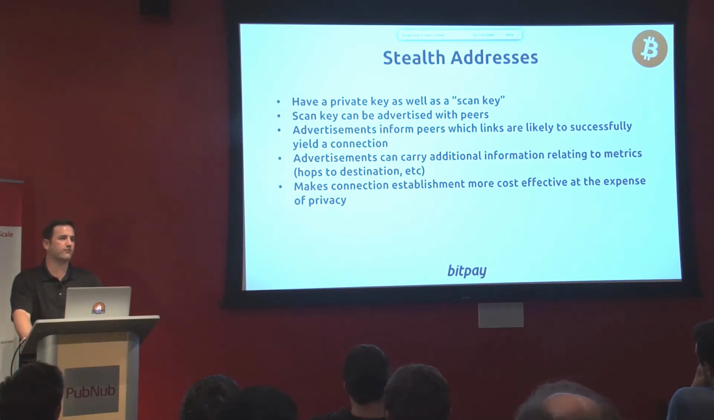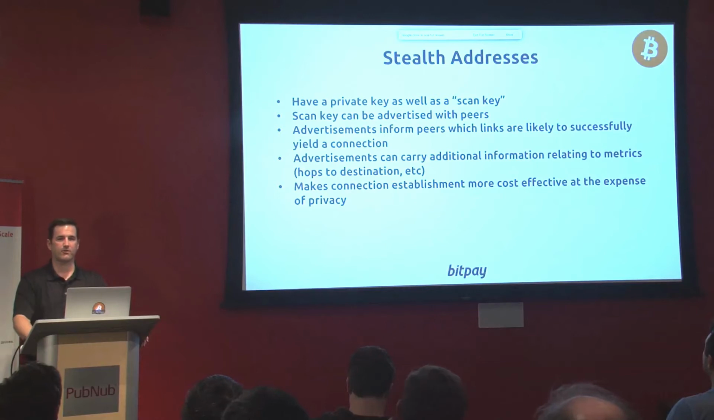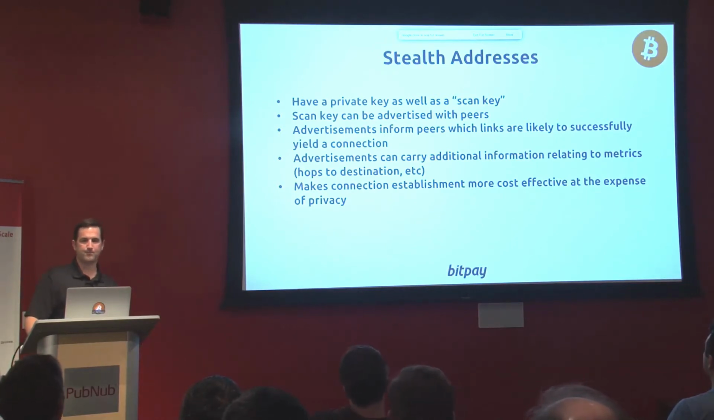So it's a trade-off, right? If you want more privacy, then do an exhaustive search of some space and don't advertise yourself, just listen. But if you want to cut down on the costs of making connections, then you can advertise yourself with a scan key. Is there any way to integrate Tor, onion routing, or anything like that into it?